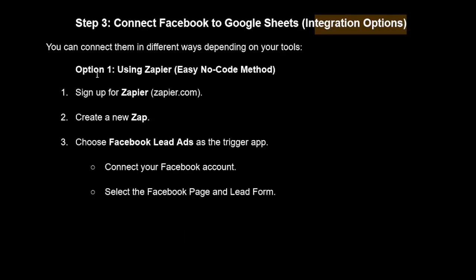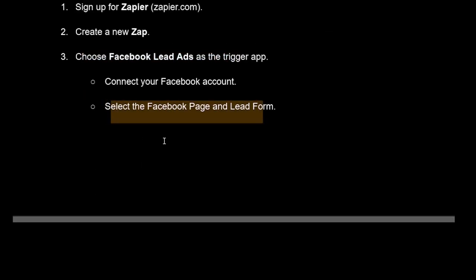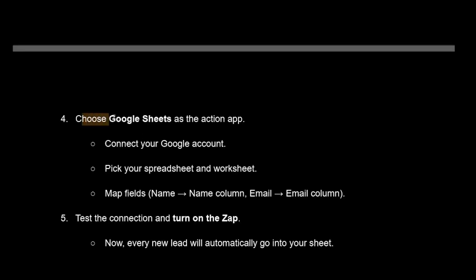So for the first option, you can use Zapier. Sign up to Zapier, create a new Zap, and choose Facebook Lead Ads as the trigger app. Connect your Facebook account and then select the Facebook page and lead form. The next is to choose Google Sheets as the action app and connect your Google account.